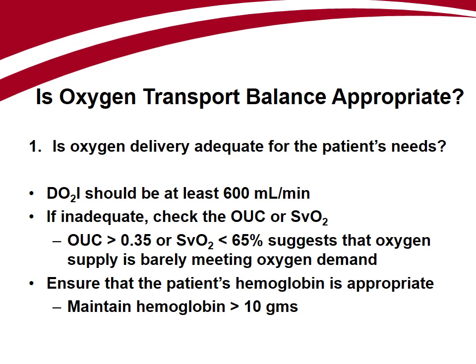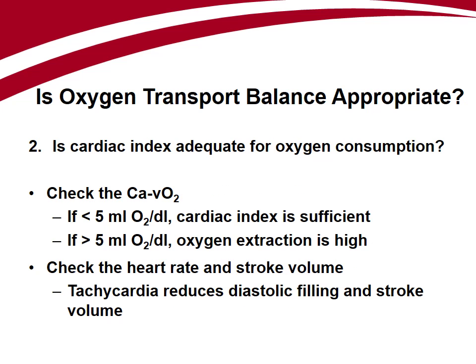Judicious amounts of acidemia, hypercarbia, and fever all produce a rightward shift in the oxyhemoglobin dissociation curve and may improve tissue unloading of oxygen. Second, is their cardiac index adequate for oxygen consumption? Begin by checking the arterial venous oxygen content difference.